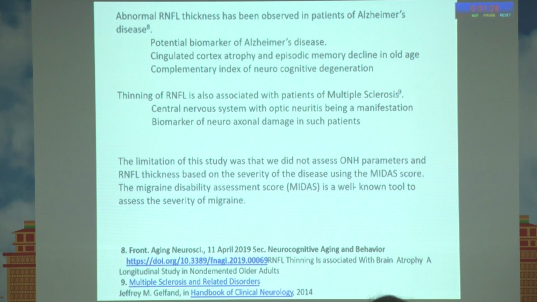So, RNFL thickness can be considered as a potential biomarker for Alzheimer's. RNFL thinning is associated with cingulate cortex atrophy and episodic memory decline in old age. So, it can be used as a complementary index of neurocognitive degeneration.